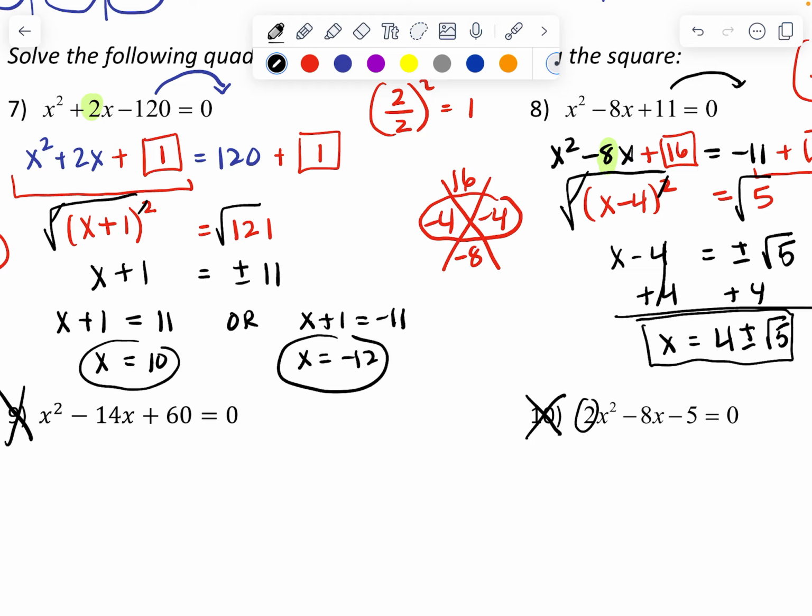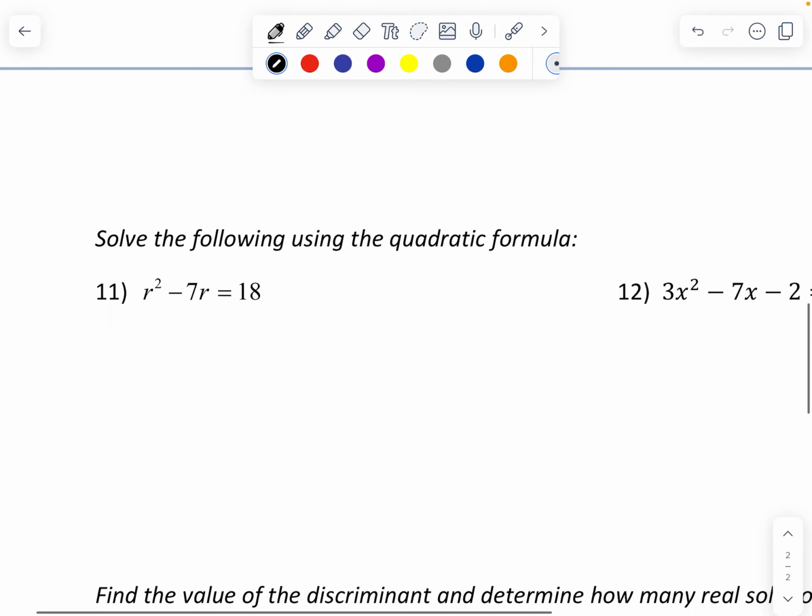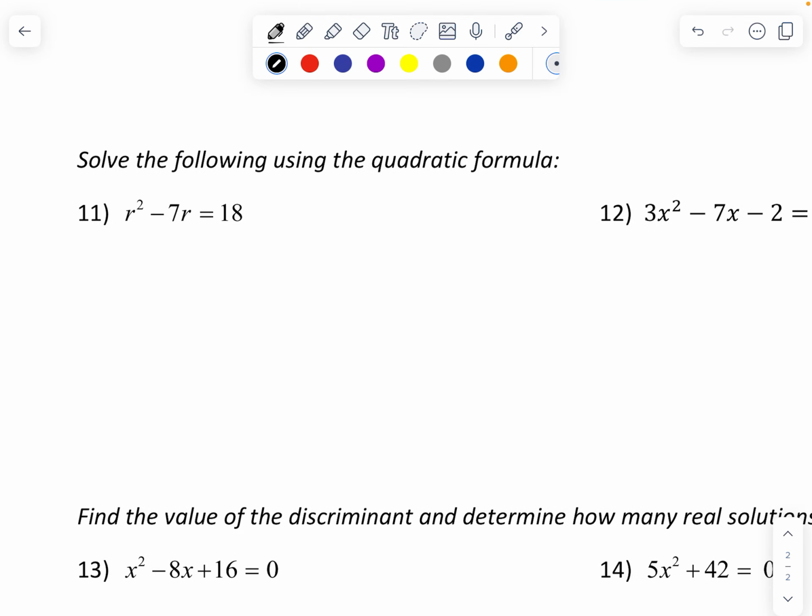Very similar, okay? All right, solve the following using the quadratic formula. Now, again, with this one, just like factoring, everything has to equal 0. If it does not, it will not work, okay? So let's go ahead and make this equal to 0. Let's move the 18 back over. So it's going to be r squared minus 7r minus 18 equals 0, okay?